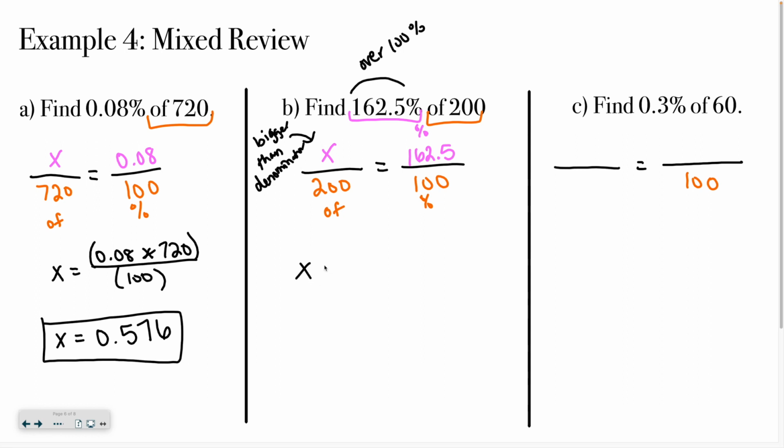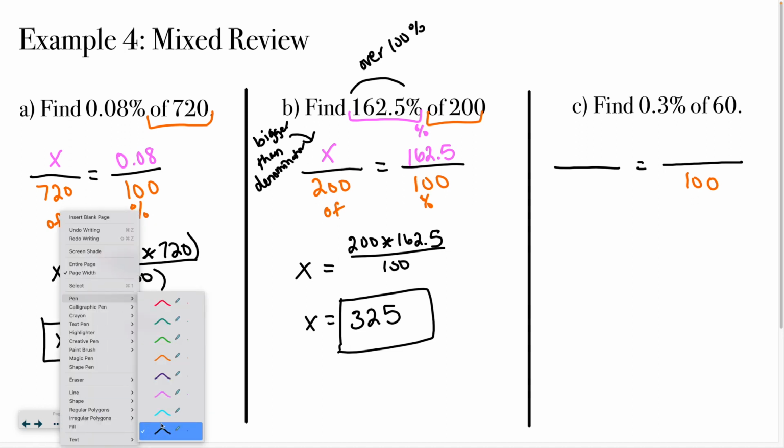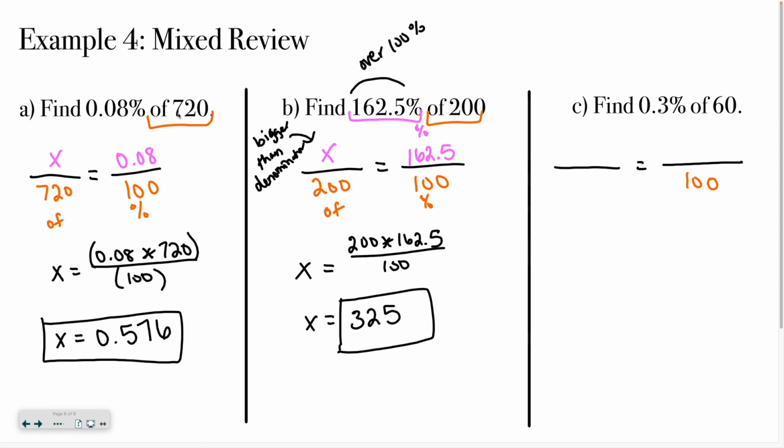So if I were to cross multiply and divide, that means I would do 200 times 162.5 and divide that by 100, and I would be left with 325 if I type that into my calculator correctly. And if I do a little comparison, is 325 bigger than 200? Yes, so that means I have a reasonable answer. And then if I were to go back to this problem right over here, this is less than 1%, so that means I'm going to get a small decimal, okay? And if we look right here, again, it's less than 1%, so I'm going to get a small decimal number.